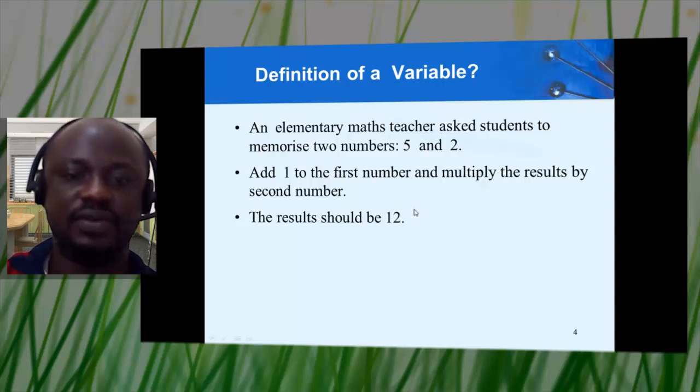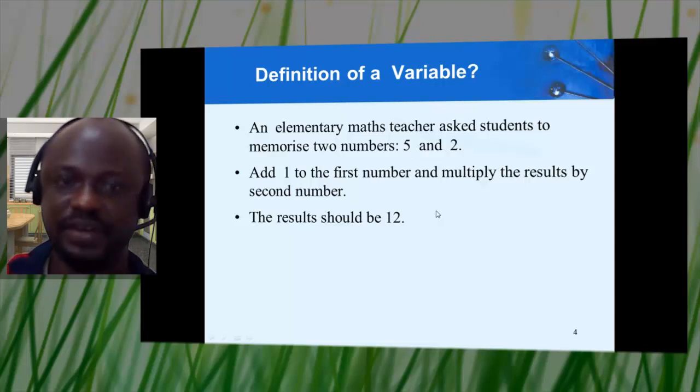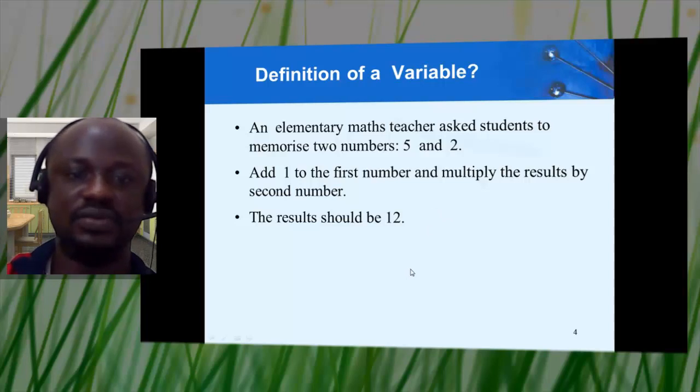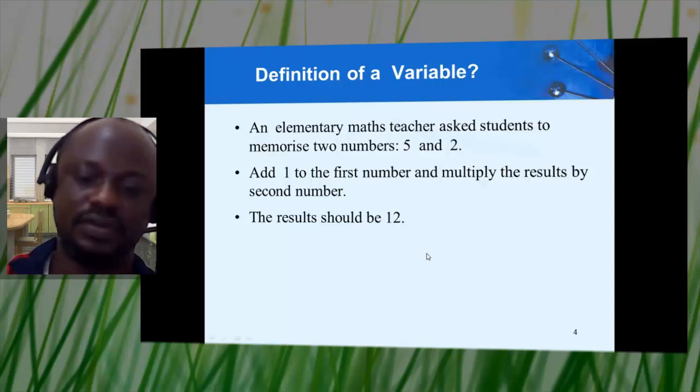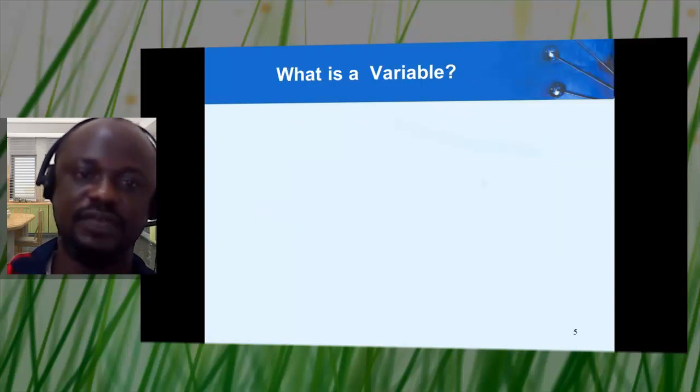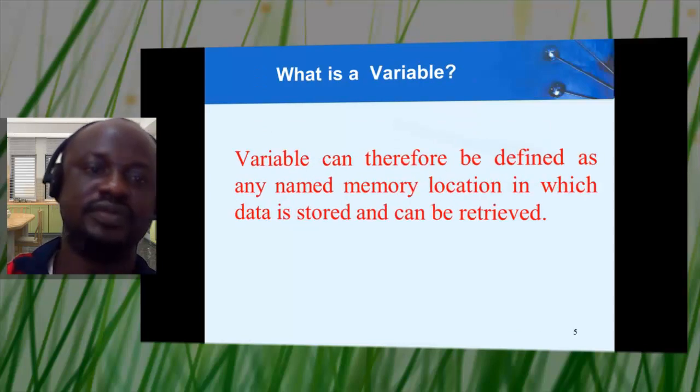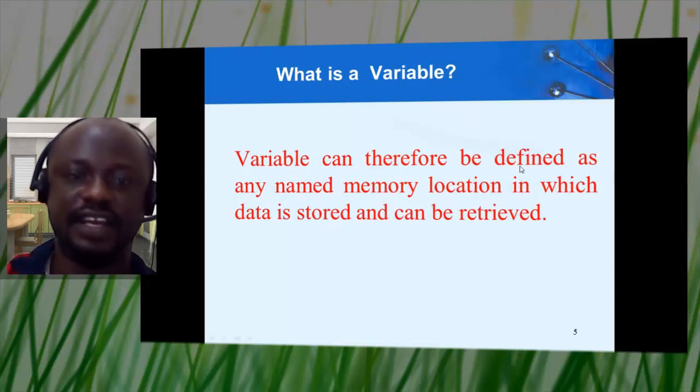Anytime a computer wants to perform any calculation or operation, we need a memory location to store the various variables, because you cannot do it without instructing the computer to reserve a memory location for you. And to do that in programming, we need to declare a variable. Now, let us look at the actual definition for a variable. A variable can therefore be defined as any named memory location in which data is stored and can be retrieved.